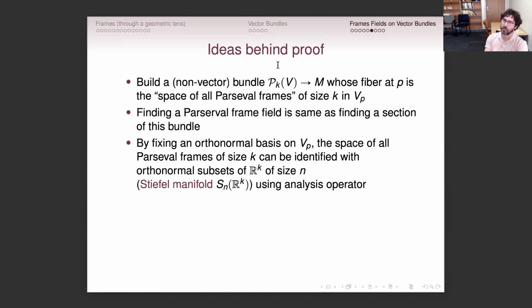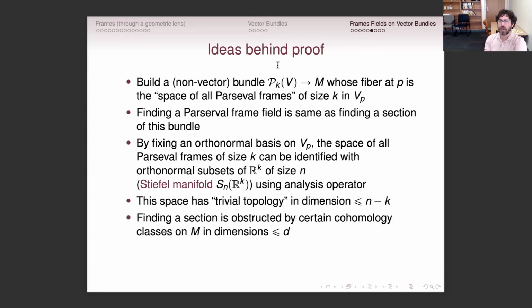And because the analysis operator is an isometric embedding, that's going to give you an orthonormal subset of size k. And the space of all orthonormal subsets of size n in R^k is a well-known geometric object called a Stiefel manifold. This object has well understood topology. I won't be very specific about this, but what you can say is that the topology of this space is trivial in low dimensions. If you look in dimensions less than or equal to the difference in the sizes, then there's no interesting topology there.